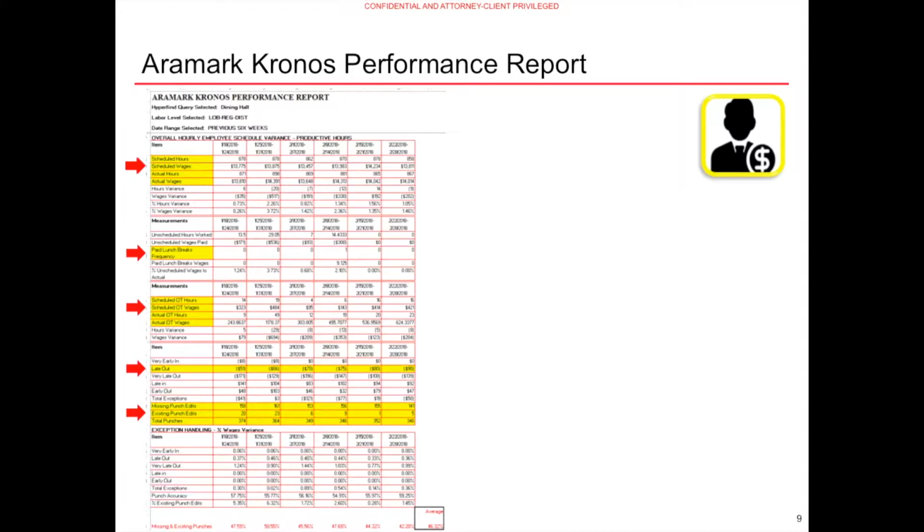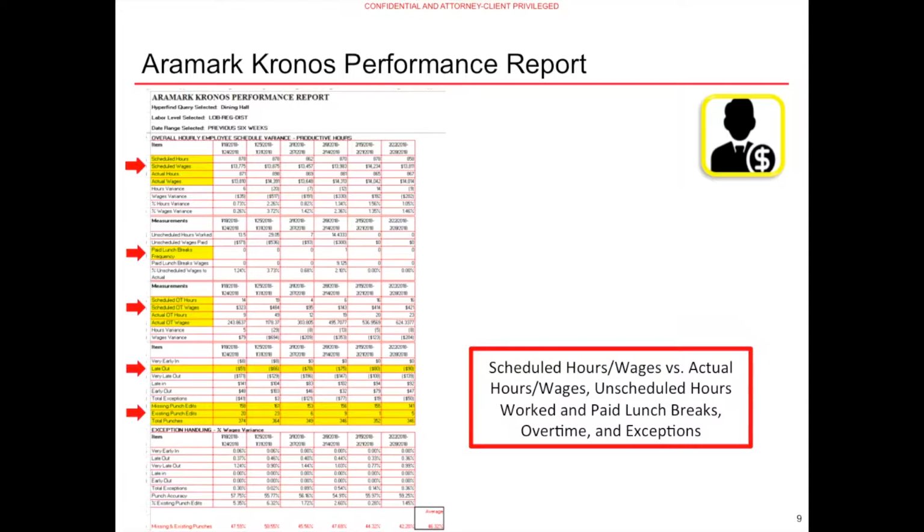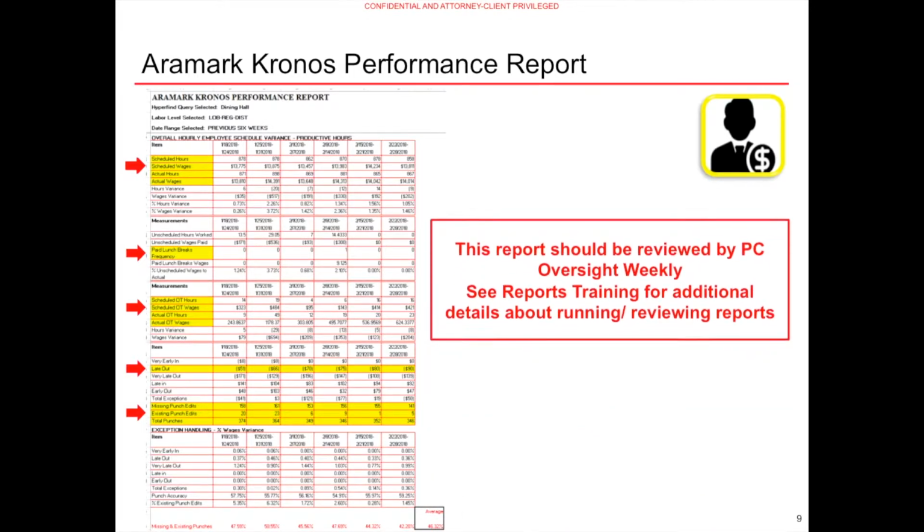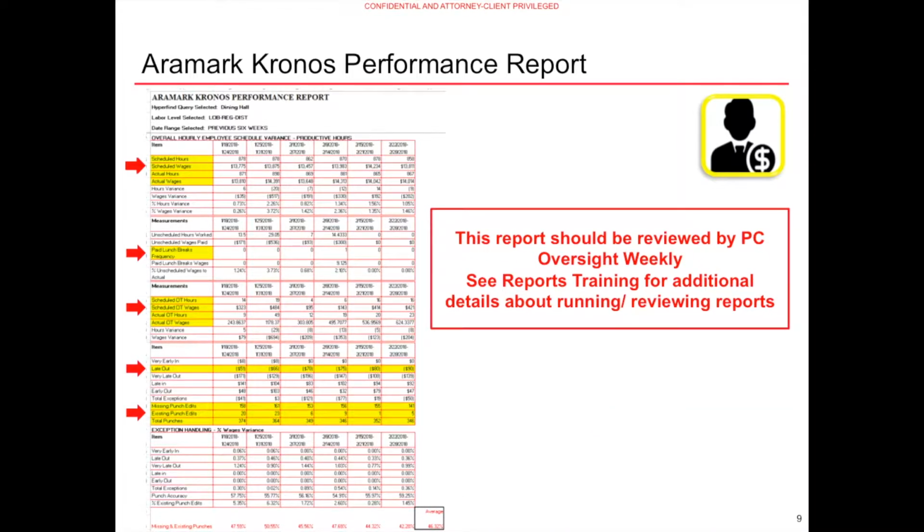The Aramark Kronos Performance Report is a report that details labor performance metric trends, including scheduled hours and wages versus actual hours and wages, unscheduled hours worked and paid lunch breaks, overtime, and exceptions. In regards to time card management, Profit Center Oversight should review this report weekly for insight into exceptions and how many punches were missed or edited by a manager over a 6-week period. Review the report's training for additional details about running and reviewing this report.